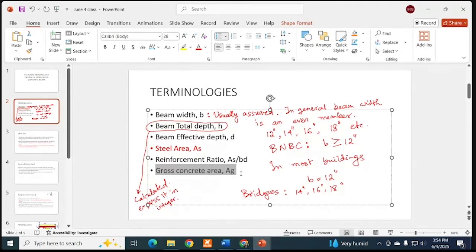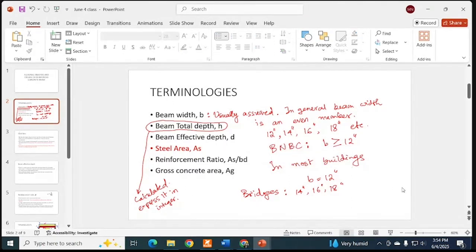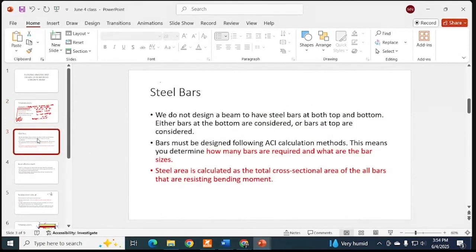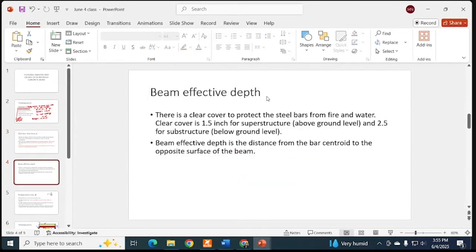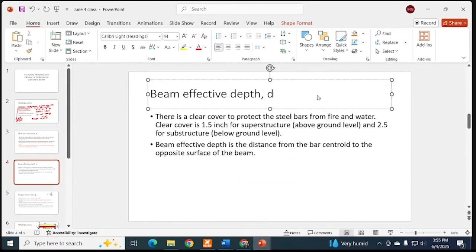Gross concrete area is BH, but that is something we do not use in our calculations. We talked about steel bars, where you calculate steel area, which is denoted as AS. We talked about beam effective depth. Effective depth is always denoted by D. So in your reinforced concrete class, you will always say D. D always means effective depth.